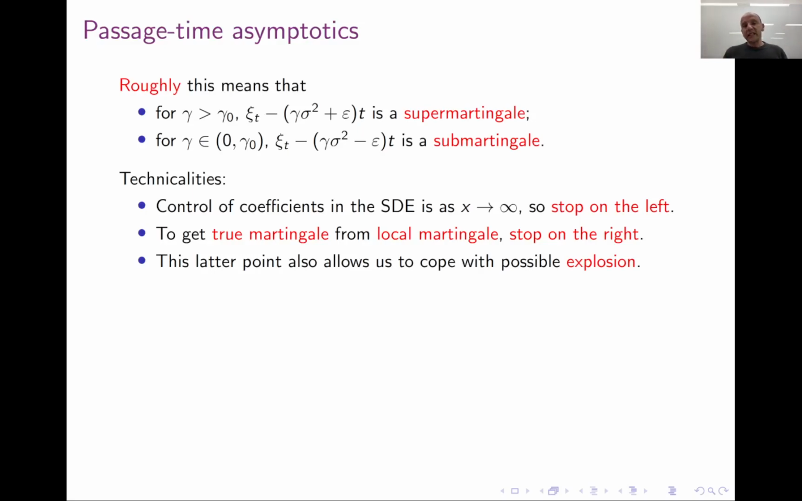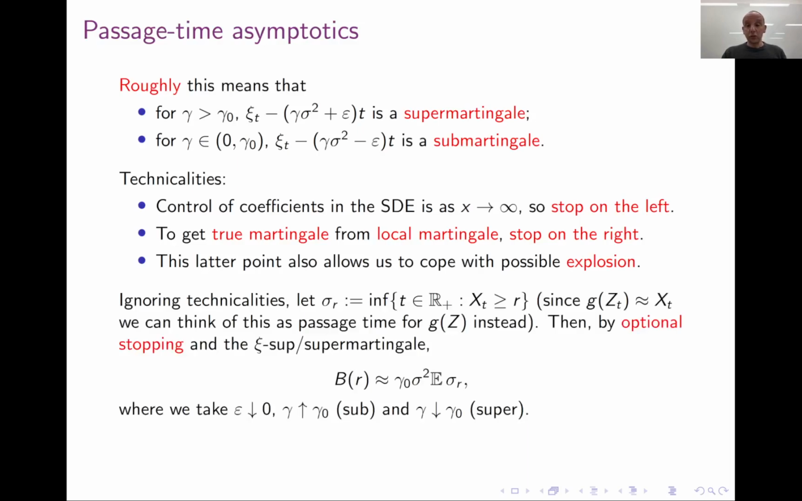In order to get this m to be a true martingale, I localize on the right, and this localization on the right also allows me to deal with explosions, because I have to go through a high level before I explode. So if I stop it at a high level, I get a globally defined process. So this is all good.